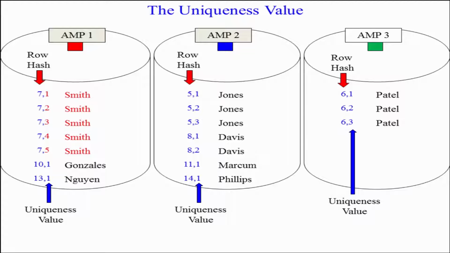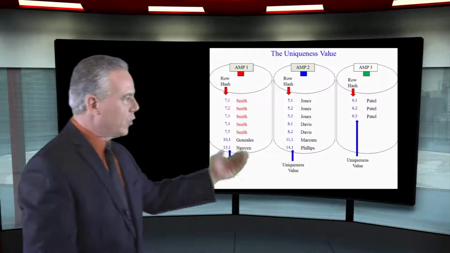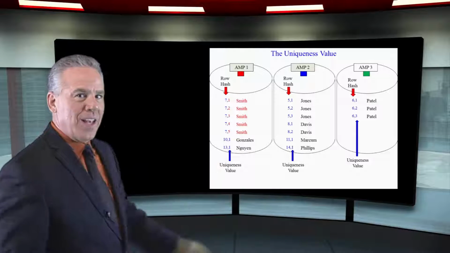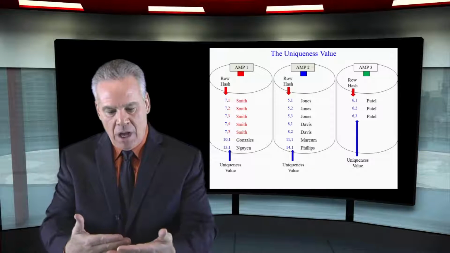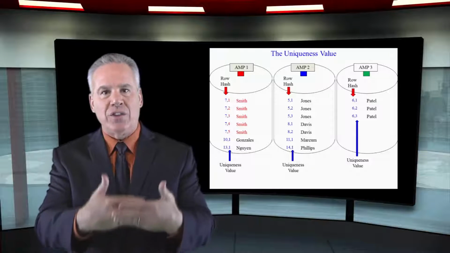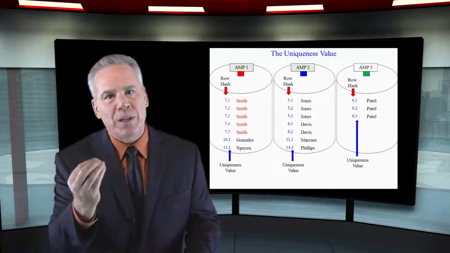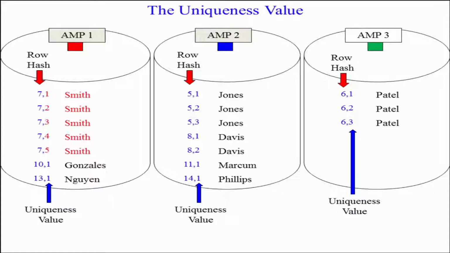And as they came to AMP 1, the first Smith in was given a uniqueness value of 1. So its row ID is 7,1. The next Smith that comes in, the AMP says, oh my goodness, I've already got a row in this table with a row hash of 7. We must have a duplicate. I'll give you a 7,2, and that's its row ID. So as each row comes in, they got 7,3, 7,4, 7,5.